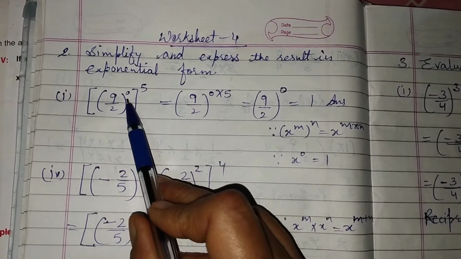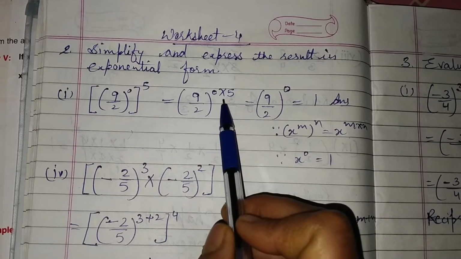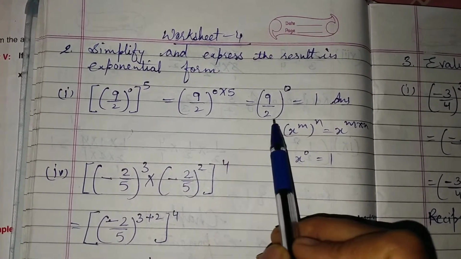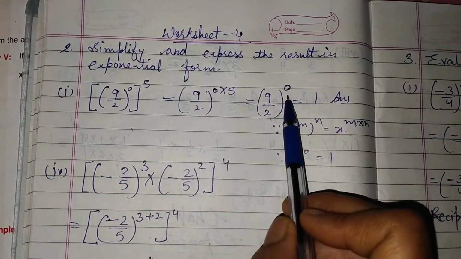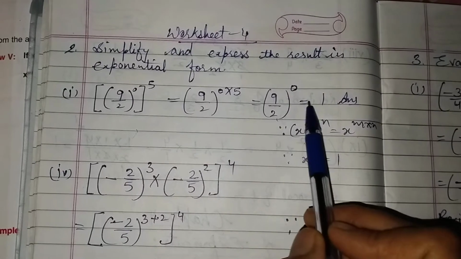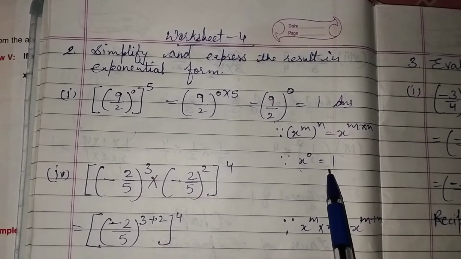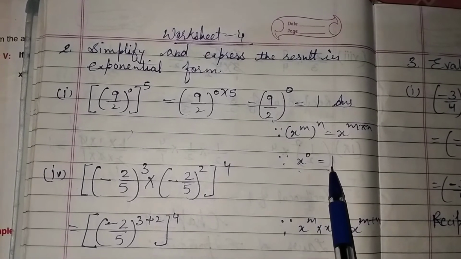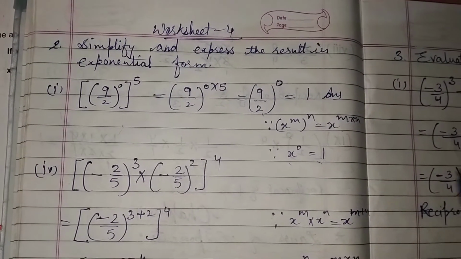Okay, 9 upon 2 raised to the power 0 multiply 5. Whenever we multiply any number by 0, we will get 0. 9 upon 2 whole raised to the power 0 is equal to 1. This is on the basis of this third law: something raised to the power 0 equals 1. Okay, this is your answer.